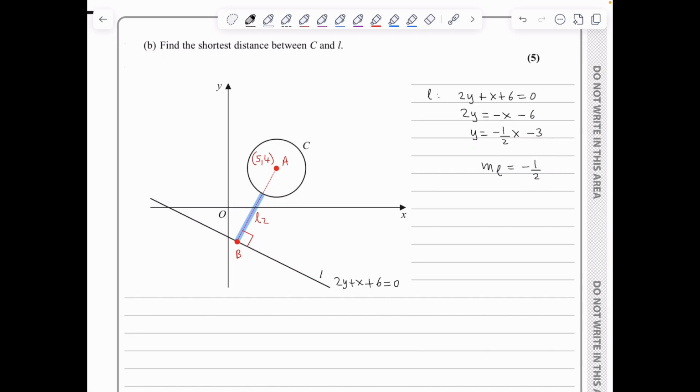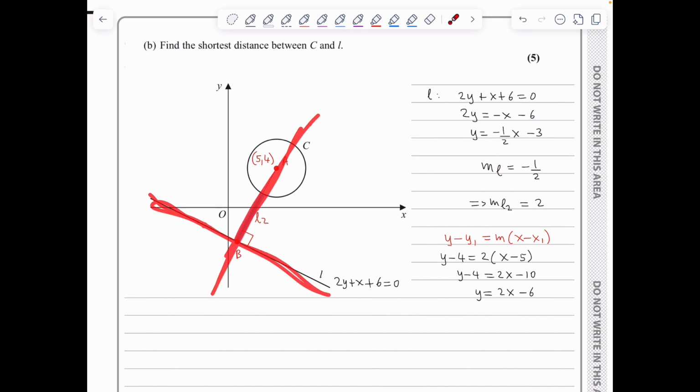Now we know that if two lines are perpendicular, then their gradients multiply out to -1, and this means that the gradient of the line L2 should be 2. I will then proceed with y minus y1 is m(x minus x1) to find the equation for L2. So we've got y minus 4 is equal to 2 brackets x minus 5, which leads to y minus 4 is 2x minus 10, and therefore y is 2x minus 6. So I've got the equation of L2, I've got the equation of the line L.